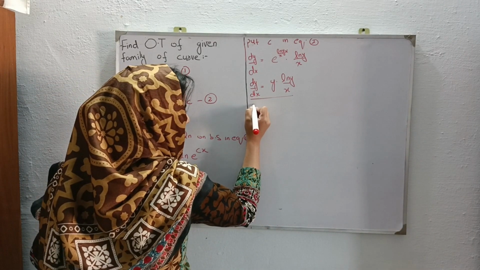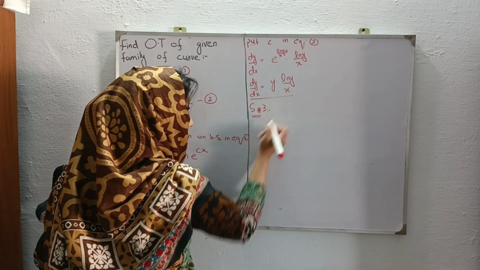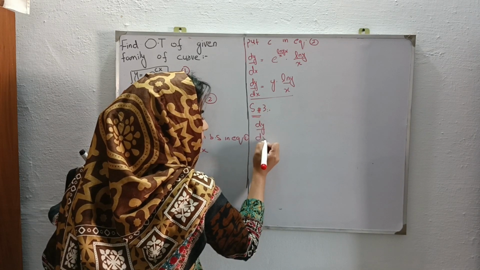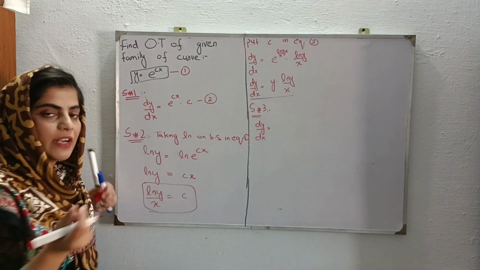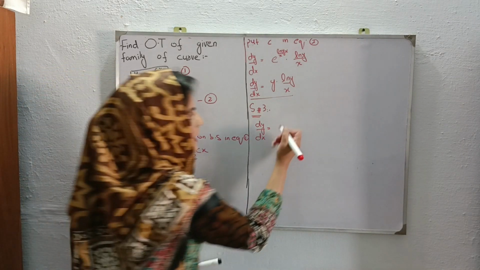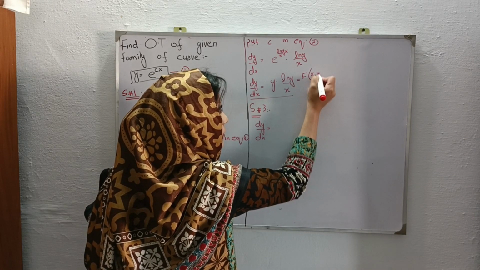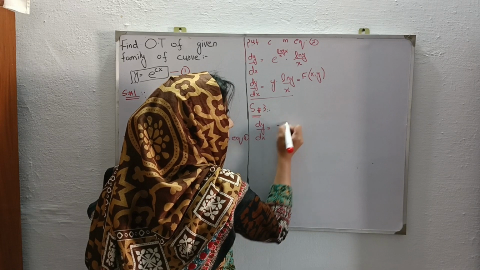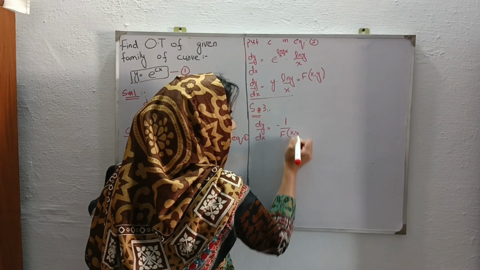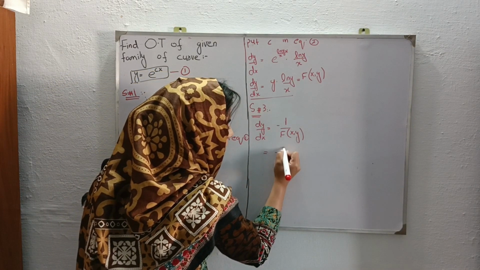Now this is your step number 3. What did you have to do in step number 3? Your main work starts from here. You have to find the differential equation of the orthogonal trajectory. So how will you calculate it? Name it as f of x y. So minus 1 over f of x y. Now putting in the values, what will you get?